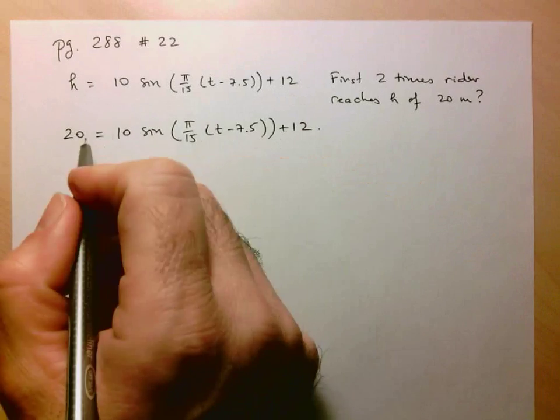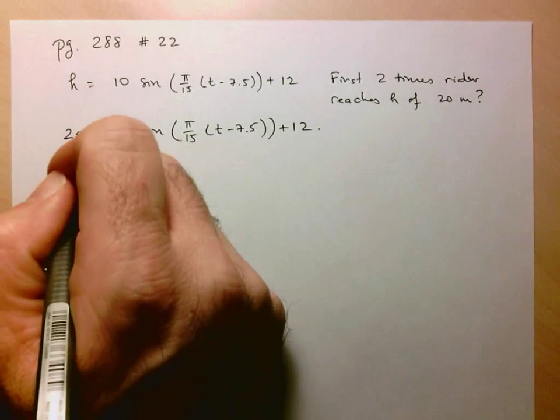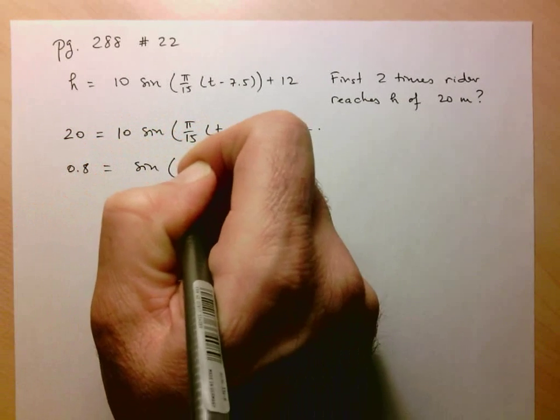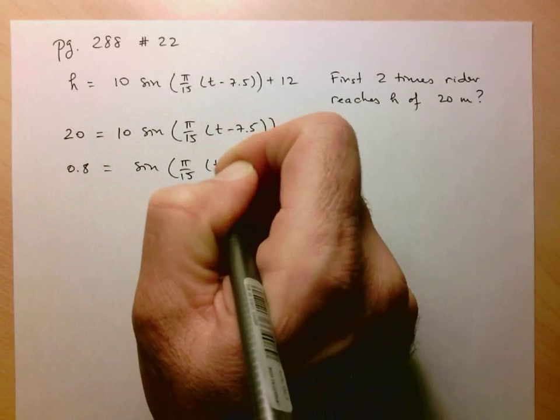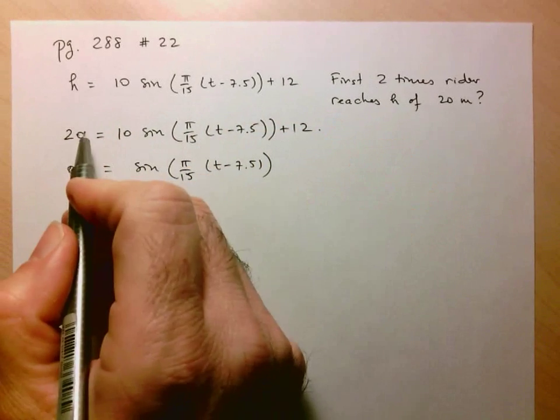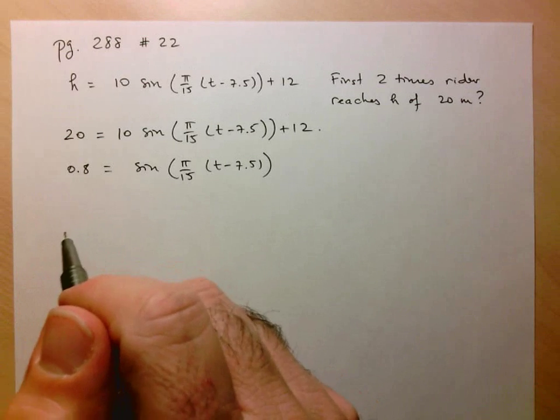So bring the 12 to the other side. That gives me 8 divided by 10. So I've got 0.8 equals sine of pi over 15 times (t minus 7.5). Again, I just brought the 12 to the other side and divided by 10. So this is what we're solving for.